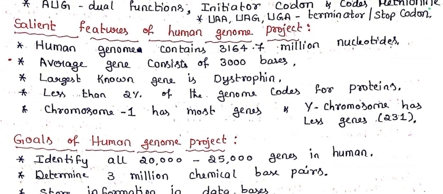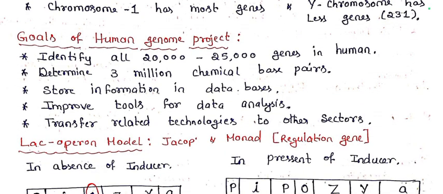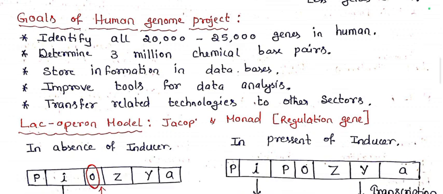In salient features of the Human Genome Project, remember the human genome contains 3164.7 million nucleotides, and the average gene contains 3,000 bases. And the largest known gene, very important, is dystrophin, and less than 2% of the genome codes for protein. Chromosome 1 has the most genes, and the Y chromosome has the fewest genes, only 231. And the goals of the Human Genome Project are to identify 20,000 to 25,000 genes in humans, determine 3 billion chemical bases, store the data in databases, improve the tools for analysis, and transfer the technologies to related sectors.